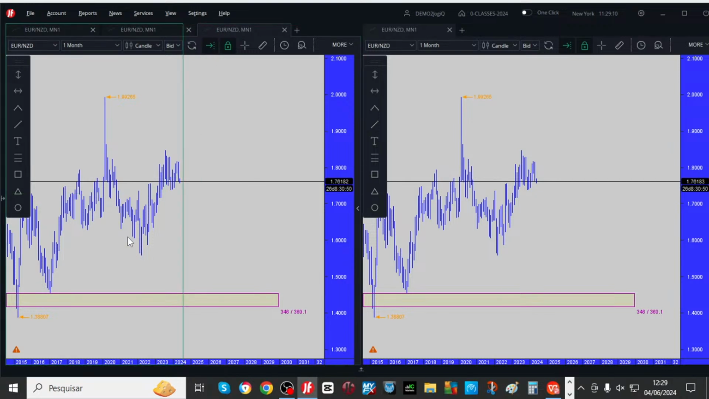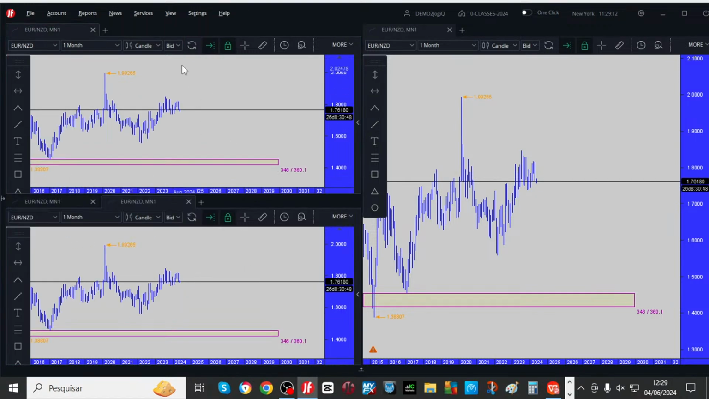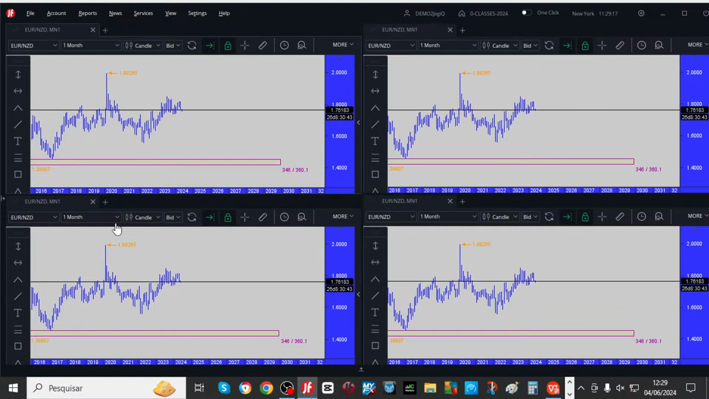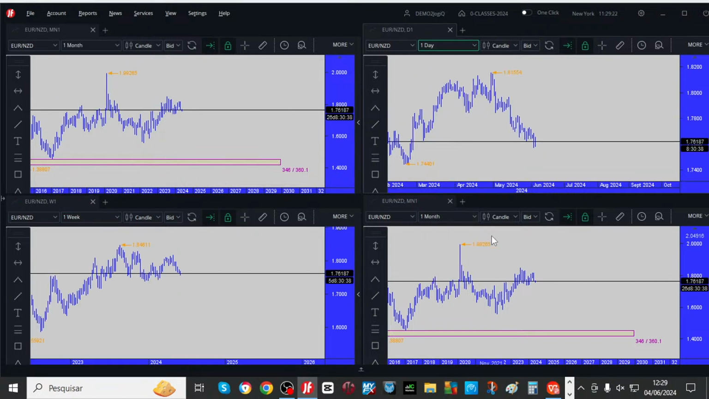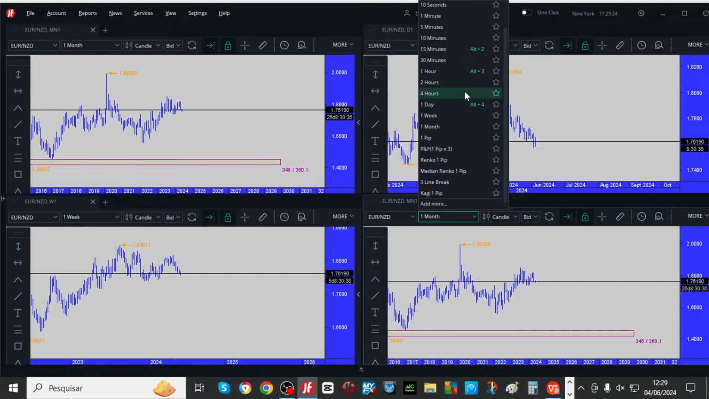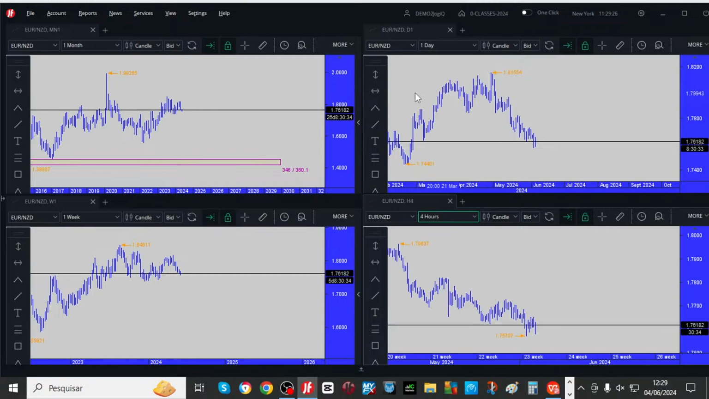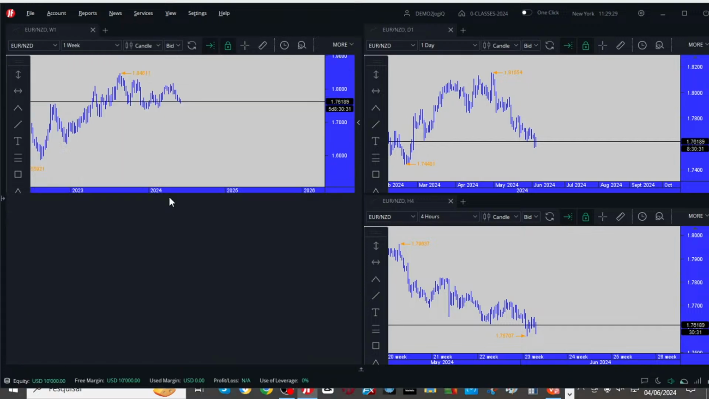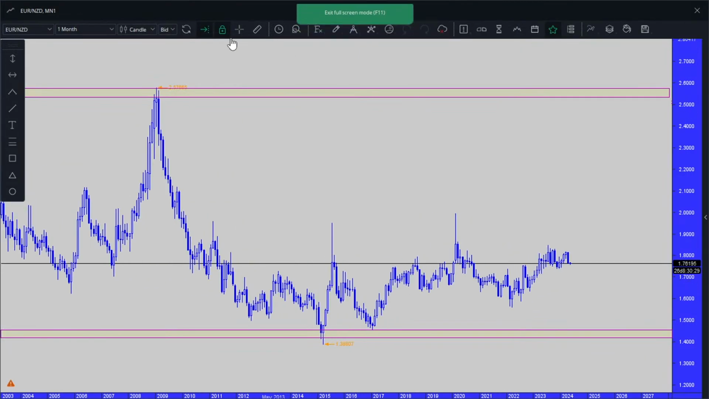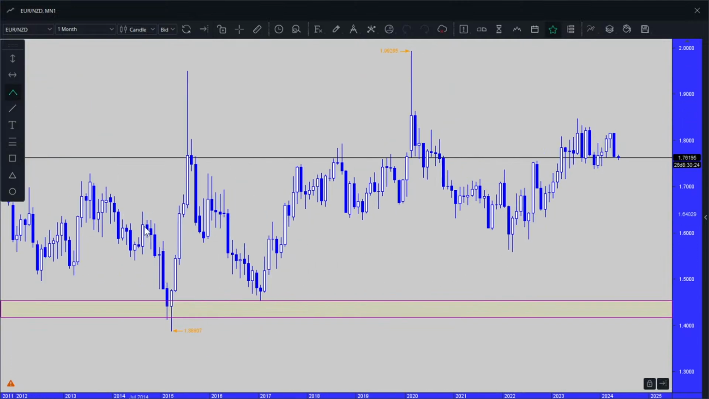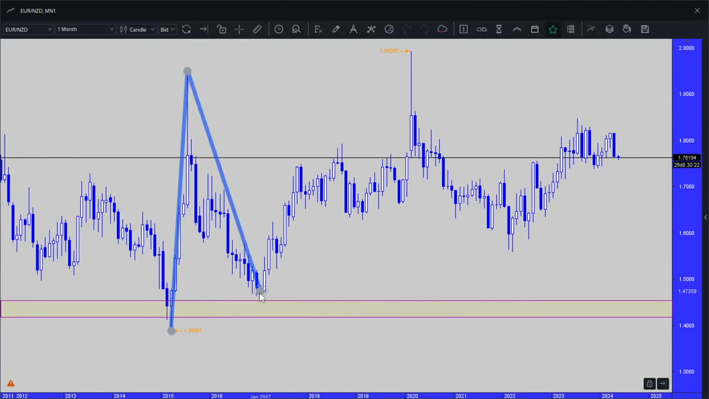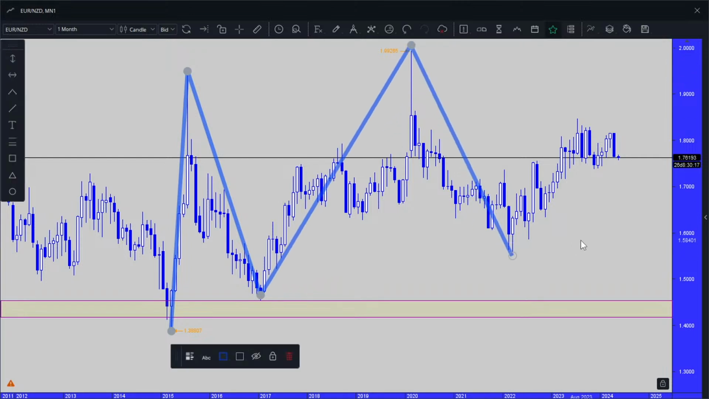This is what Sam was asking. Monthly, weekly, daily, and then the 4 hour or 2 hour, whatever might be the case. Euro New Zealand monthly chart, no brainer, right? No brainer, extension, retracement, extension, retracement, right?